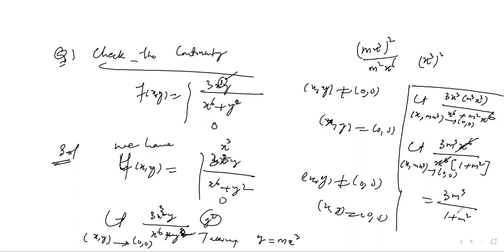Depend upon m. Yes, Altaf, you tell me. Sorry, it depends on m, we can get different values. Okay, different values. That's why the limit does not exist. So hence we can say the function is discontinuous. Yes, sir. Write that yourself. Okay.